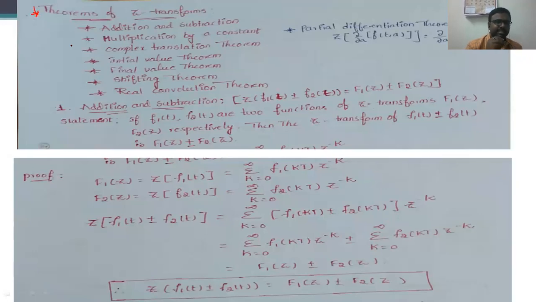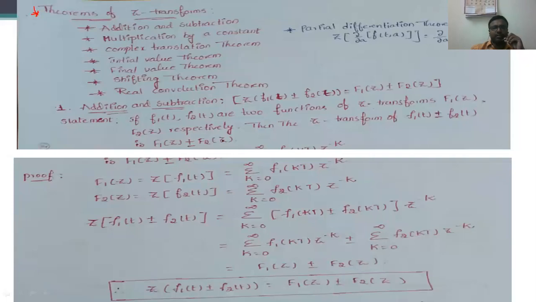The first theorem is addition and subtraction. Coming to the statement of this property: if f1 of t and f2 of t are two functions, and the Z transforms of these functions f1 of t and f2 of t are F1 of z and F2 of z respectively, then the Z transform of the function f1 of t plus or minus f2 of t is nothing but F1 of z plus or minus F2 of z.